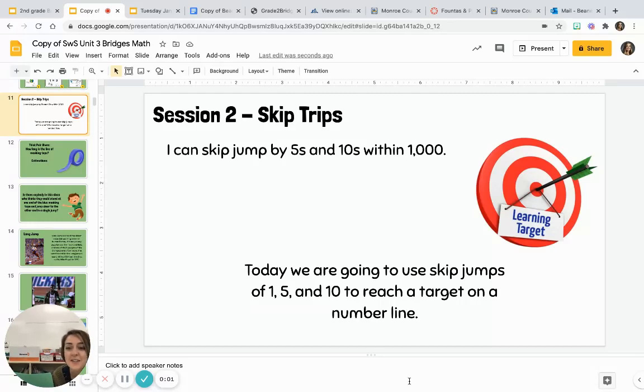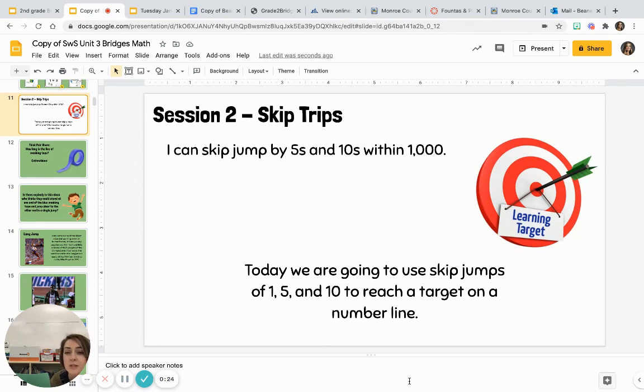Hi, second graders. So I am going to start down here, and I want you to look at the line behind me. Today we are going to talk about skip jumps. And when I talk about skip jumps, I'm talking about ways that you can jump on a number line or skip on a number line. So it says, I can skip by 5s and 10s within 1,000.